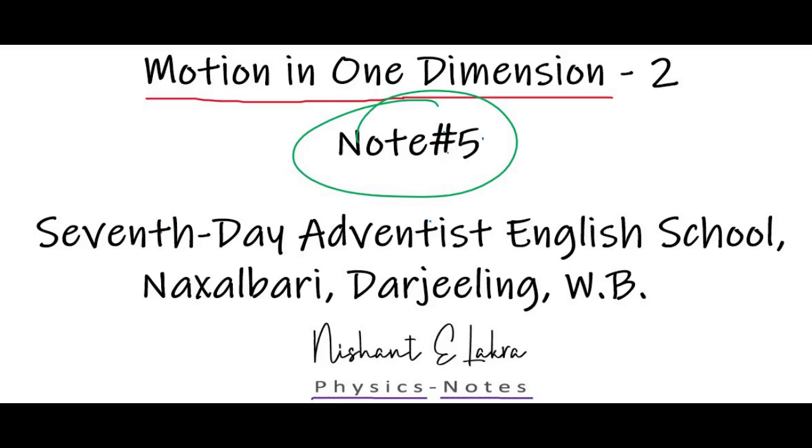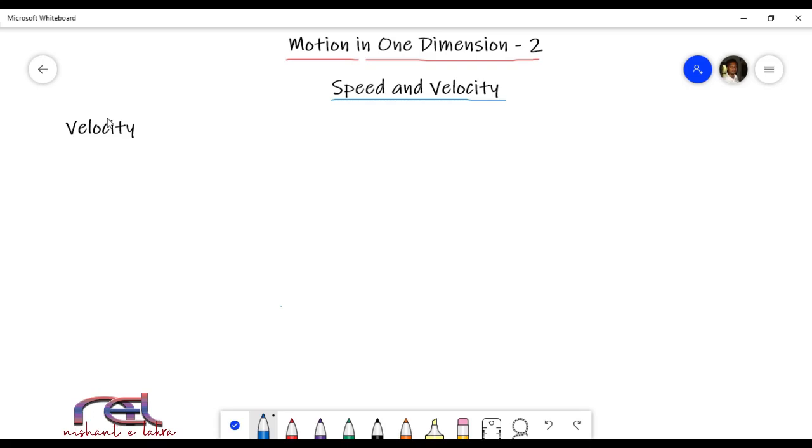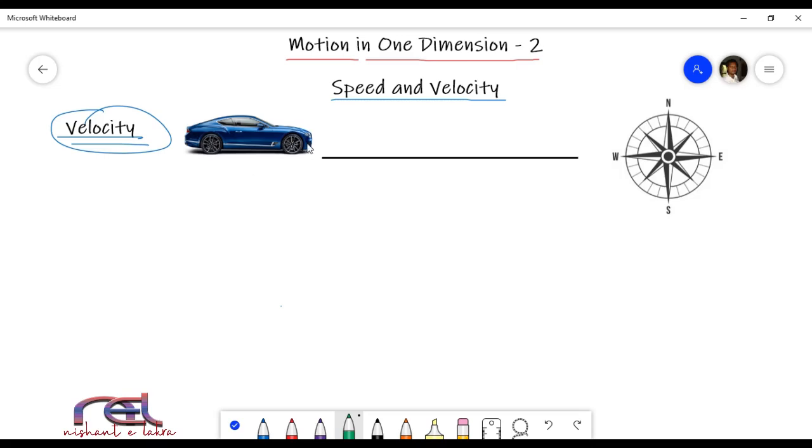We are studying motion in one dimension, and this is note number 5. We'll continue learning about velocity. Let's understand more about velocity. Okay, we have already understood about speed. Let's understand more about velocity.